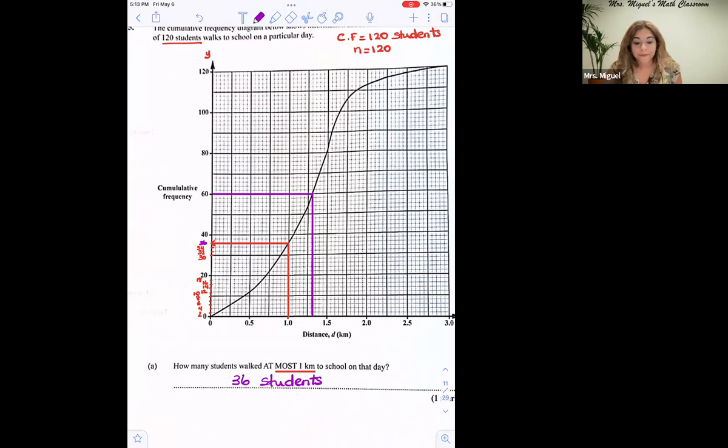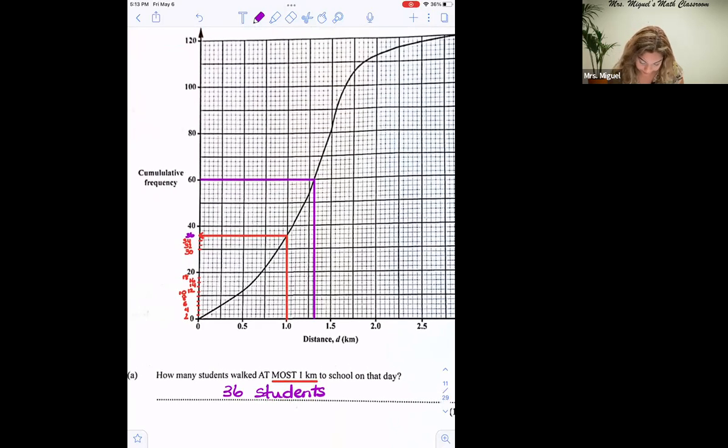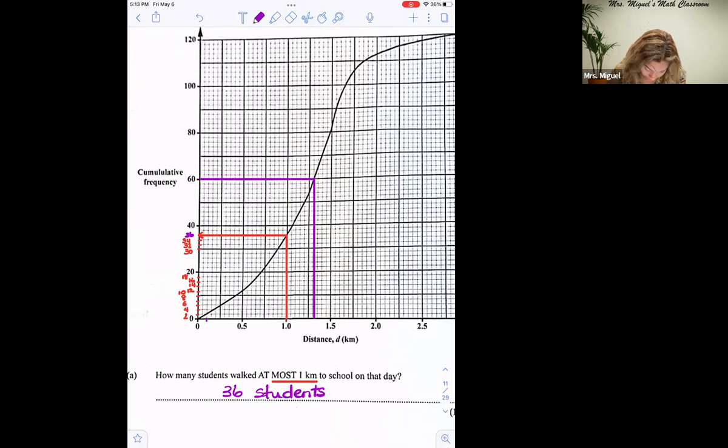Now, so we have 10 intervals between 0 and 0.5. So let's see. This is 0.1, 0.2, 0.3, 0.4. So 2 small blocks represent 0.1. So this will be 1.1, 1.2. This value here is 1.3.